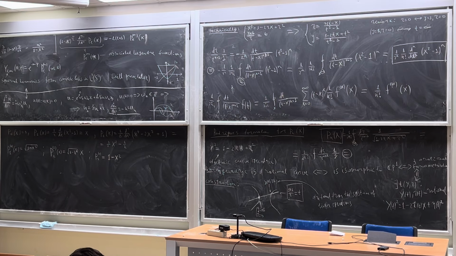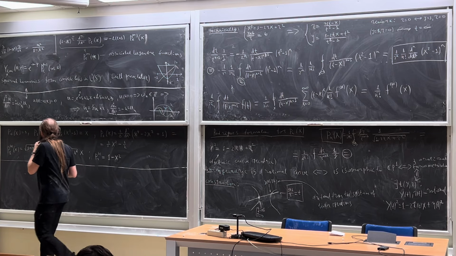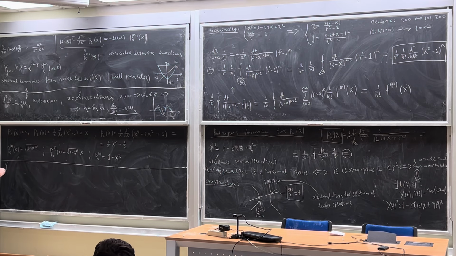So if we now try to write a corresponding spherical function that depends on theta and phi, what will we get? Can you tell me what this Y00 of theta and phi is?